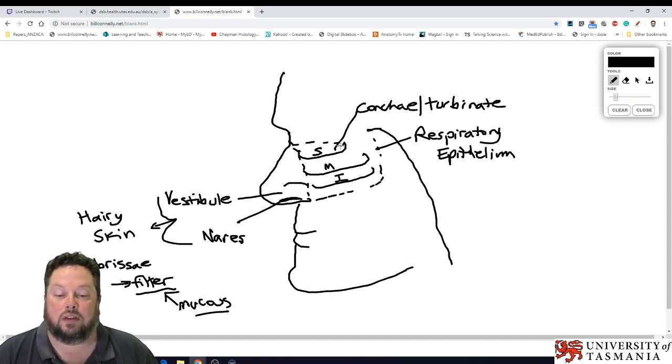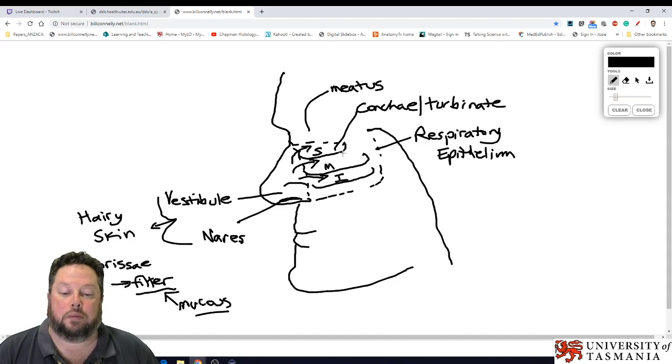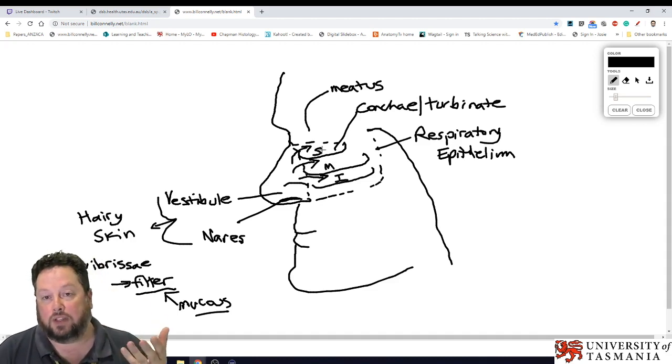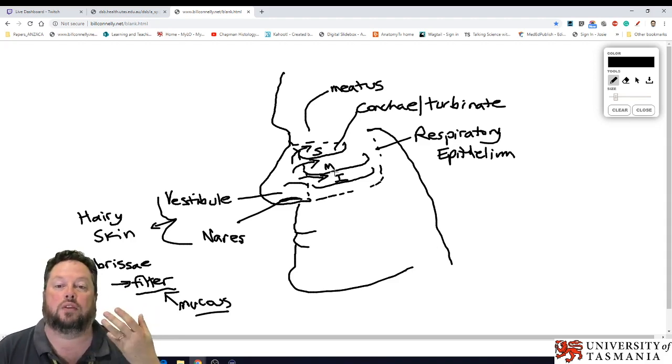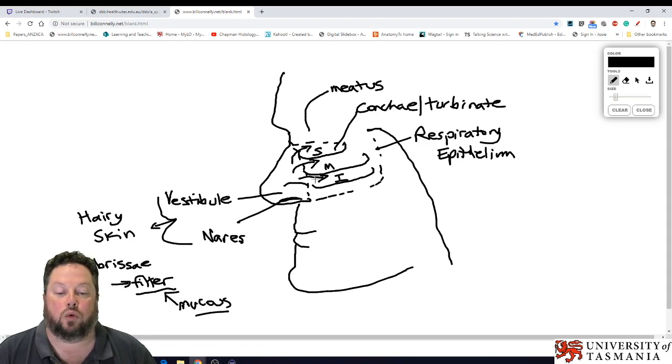Now they actually have then these little spaces within them. So when you breathe air, the air travels through those spaces. And those spaces are referred to as meatus. So we have a superior meatus, a middle meatus, and an inferior meatus. And so the role of the conchae, as I said, is to increase surface area for having the respiratory epithelium here, and also slowing down the air so the air gets time to actually undergo all of this filtering process that takes place.